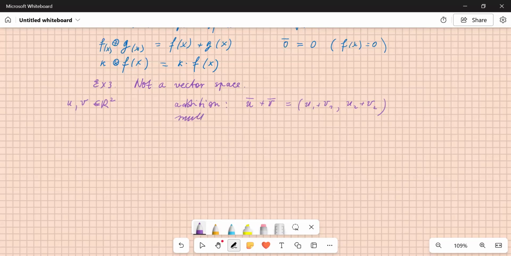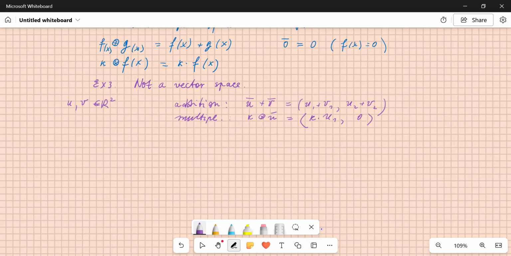Multiplication. k times u. I'm going to make it slightly different from normal multiplication. I'm going to multiply k by the first component and put 0 instead of the second component. It's going to be a multiplication. And this one is not going to work as a vector space.